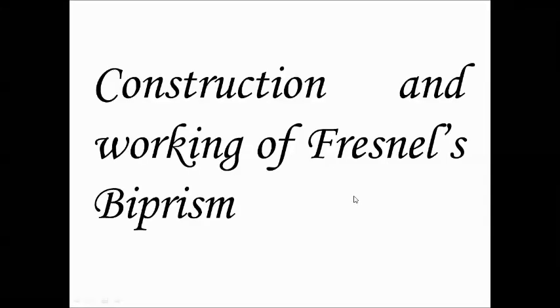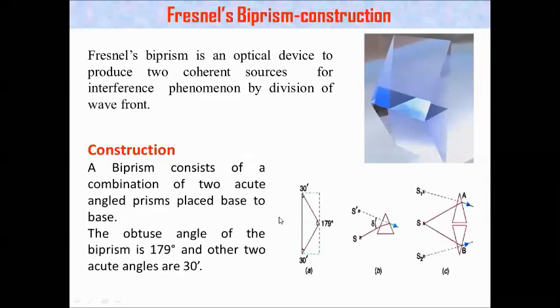This is lecture 3, part 2. In this lecture, I will discuss the construction and working principle of biprism. Biprism is an optical device to produce two coherent sources for interference phenomenon of light by the division of wavefront.